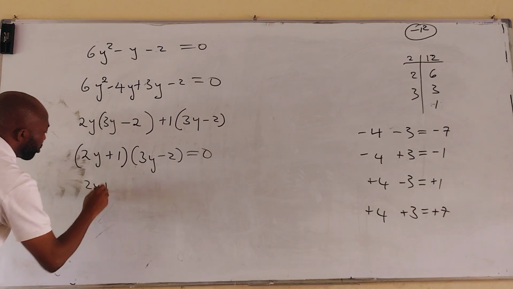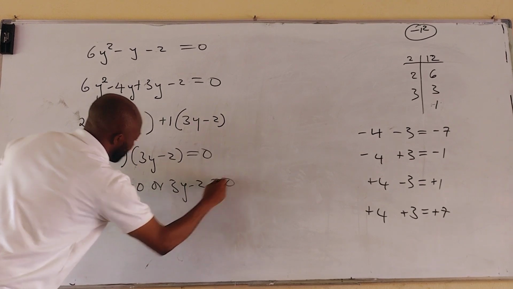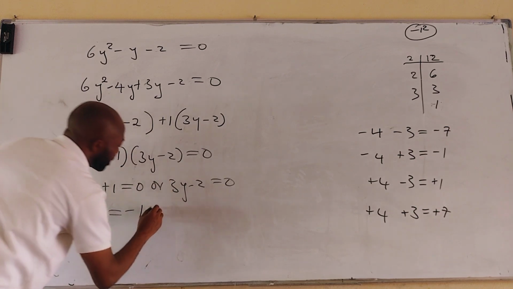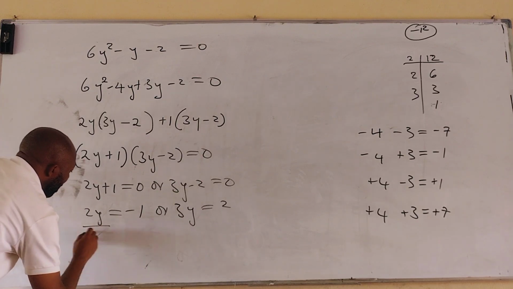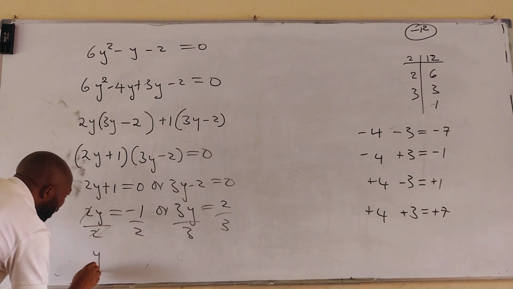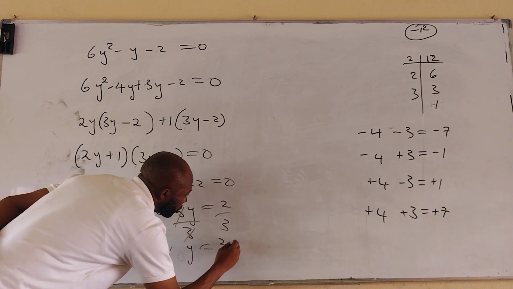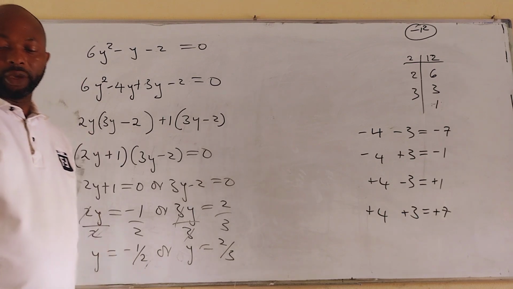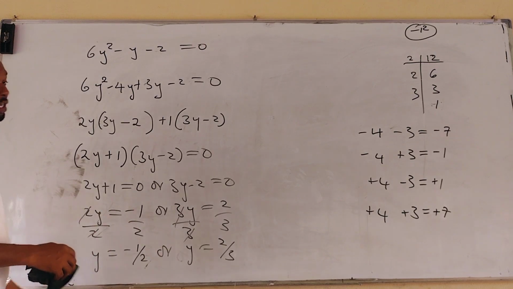So 2y plus 1 is equal to 0, or 3y minus 2 is equal to 0. So 2y is equal to minus 1 when it crosses, or 3y is equal to plus 2 when it crosses. Divide both sides by 2, divide both sides by 3. This will go, y is equal to minus 1 over 2, or y is equal to 2 over 3. Okay, that's our answer. So let's take another question.